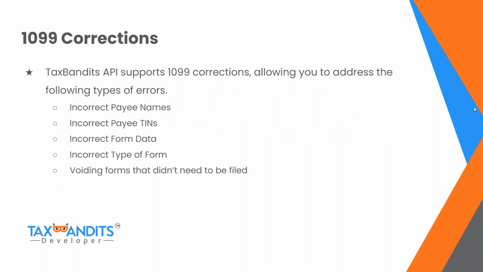In the event a form is rejected, TaxBandits has a process in place to get you back on track. If the form was rejected due to incorrect payer or payee name, incorrect TINs, etc., you'll be notified via webhooks, and you'll then have an opportunity to correct the error and resubmit.